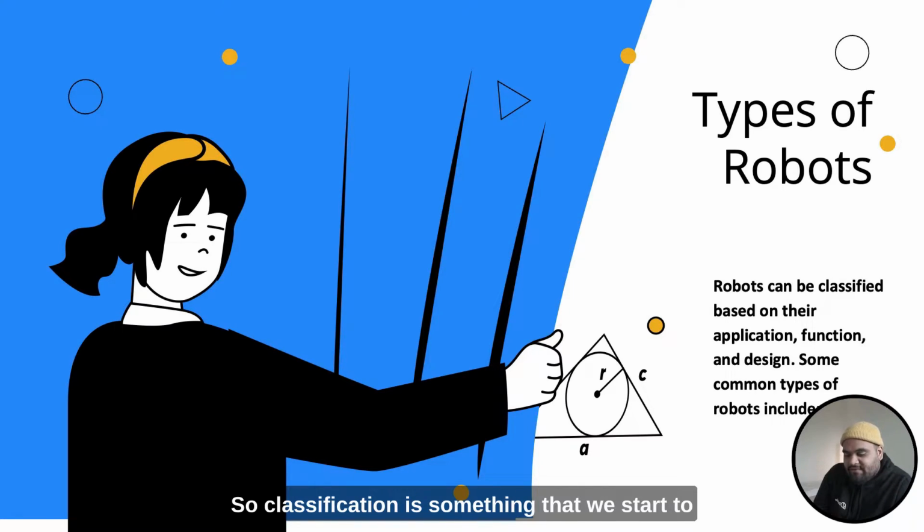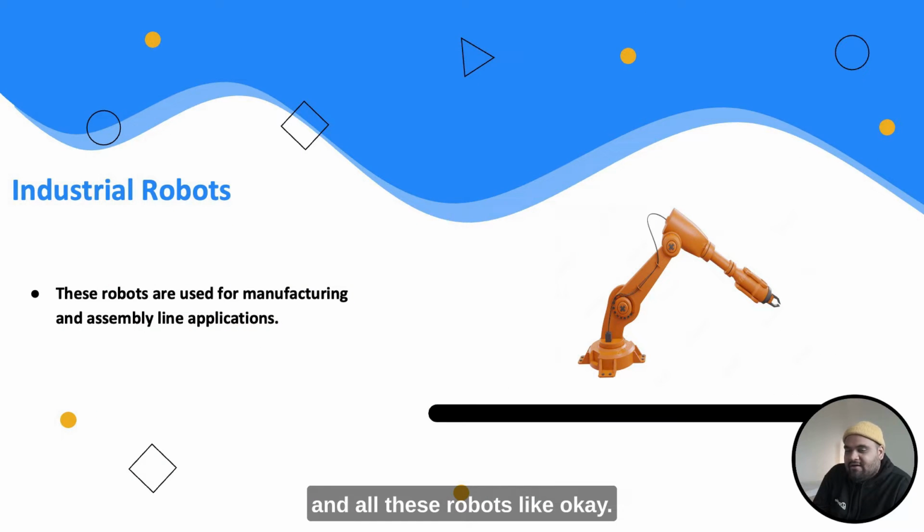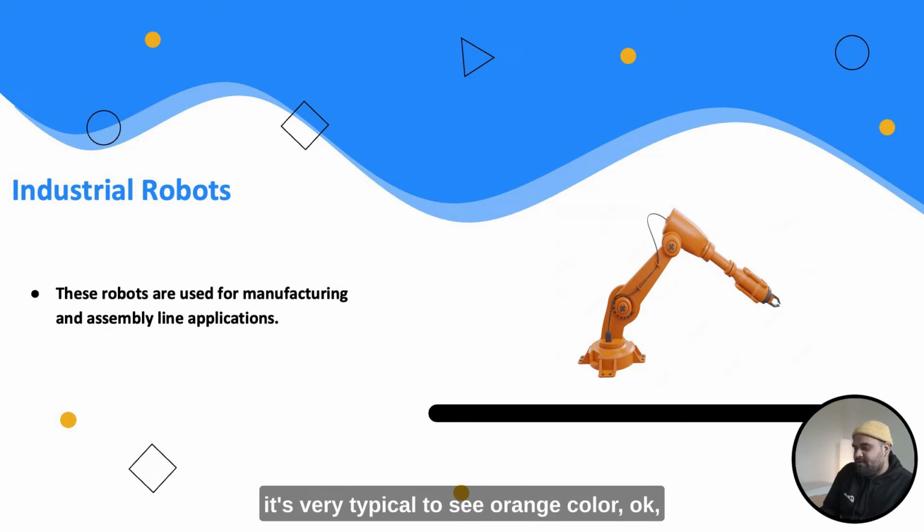Okay, so classification is something that we start to do so that we know how to identify what all these robots look like. Let's talk about the simplest one, which is the industrial robot. In an industrial robot, it's very typical to see an orange color. That's why you see this orange color.